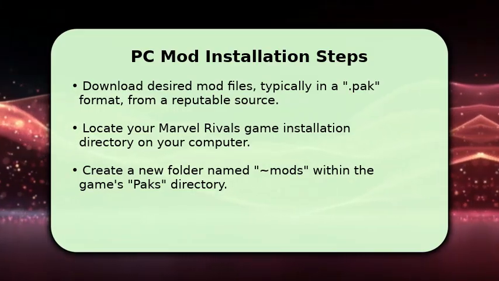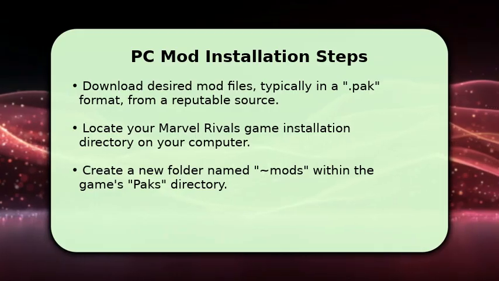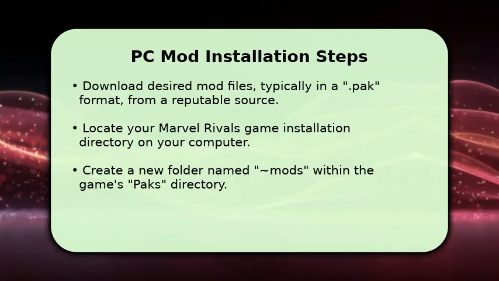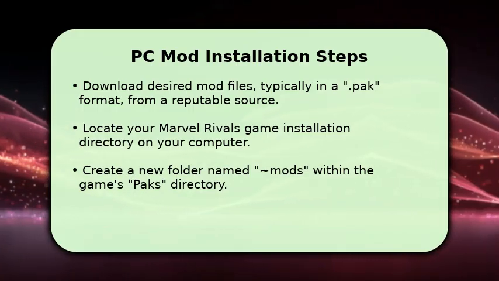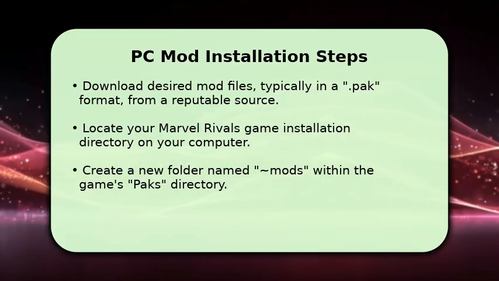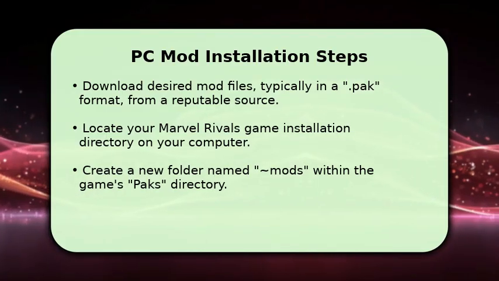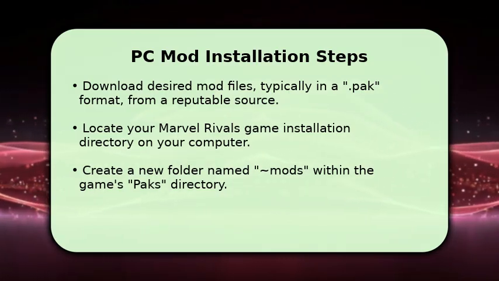To install mods on PC, first download your chosen mod files, usually in a pack format from a trusted modding website. Next, navigate to your Marvel Rivals game installation folder. Inside, find the Marvel game folder, then Marvel, Content, and finally Packs. Within the Packs folder, create a new folder and name it exactly ~mods. Lastly, simply drag and drop your downloaded mod files into this ~mods folder.